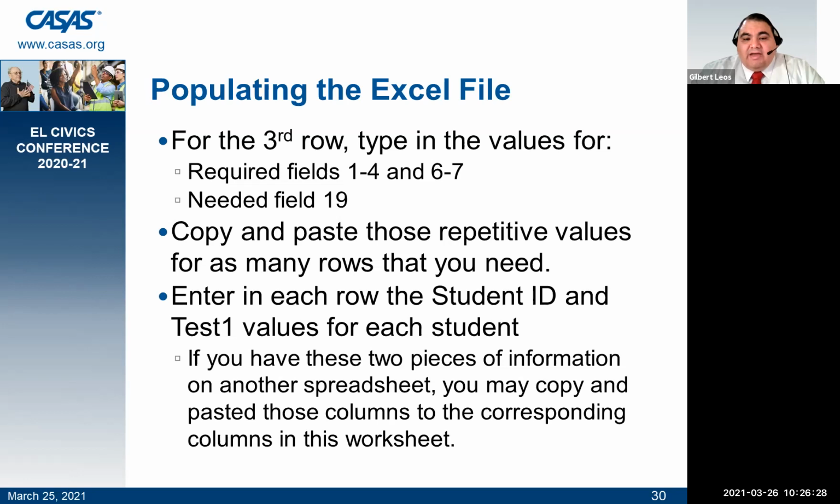And we type in the values for the required fields. So for required fields, this is going to be field 1, 2, 3, and 4, and 6, 7. We're also going to type the value needed for field number 19, which is that N. Remember, field 1 was the vendor code. So we'll put that vendor code in, and we'll put the agency code in, state code in, all these other fields.